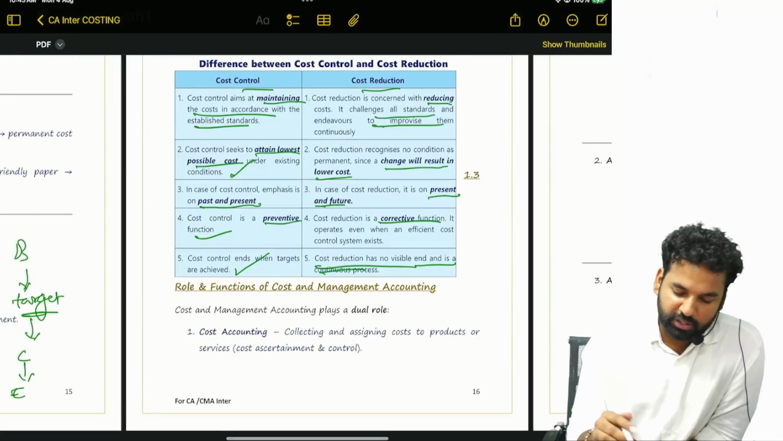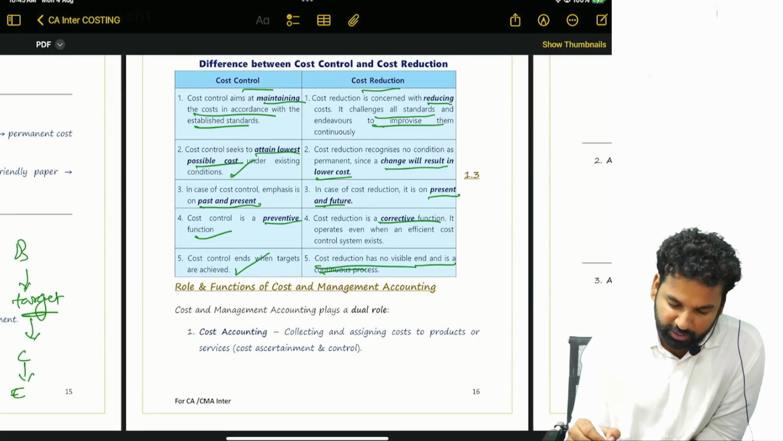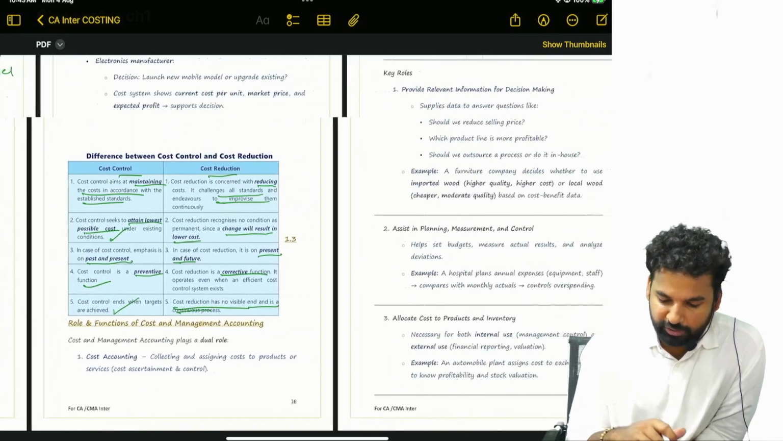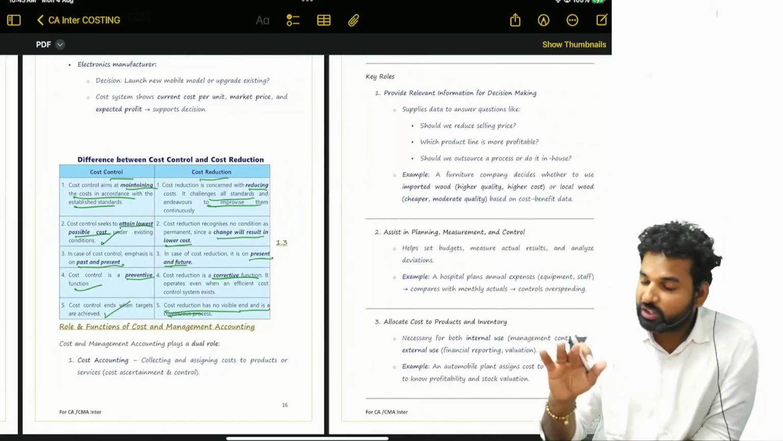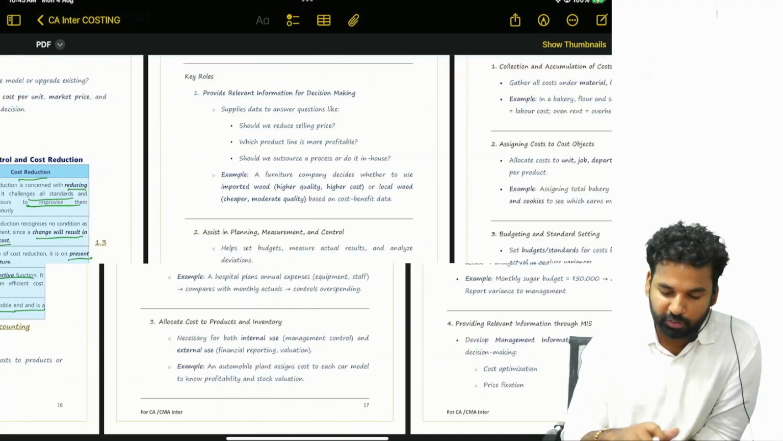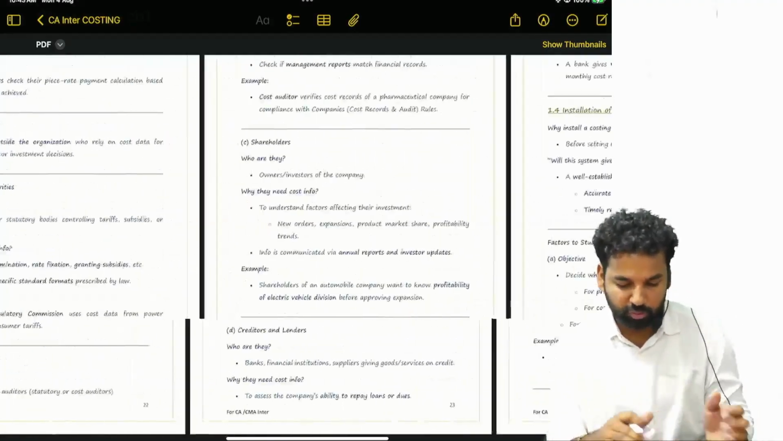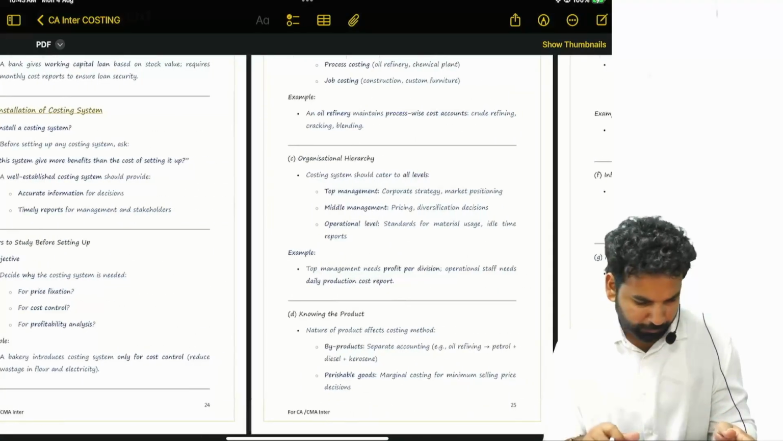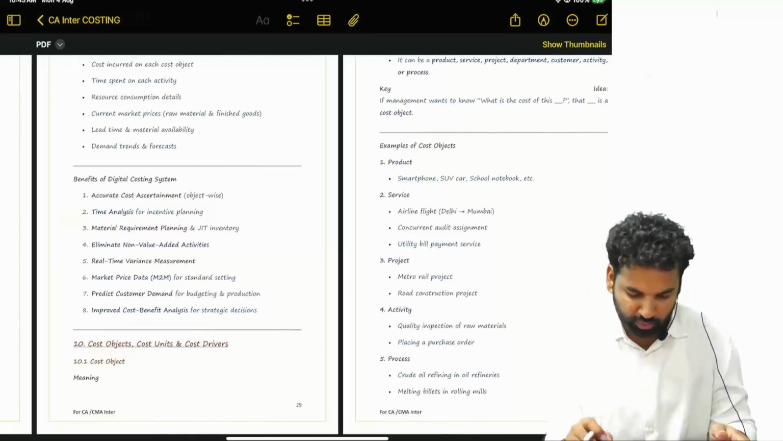So next, roles and functions of cost and management accounting. This we have to study later. Okay, so we are now just revising what we have already studied. Okay, right. So now we are moving to what we call classification of costs.